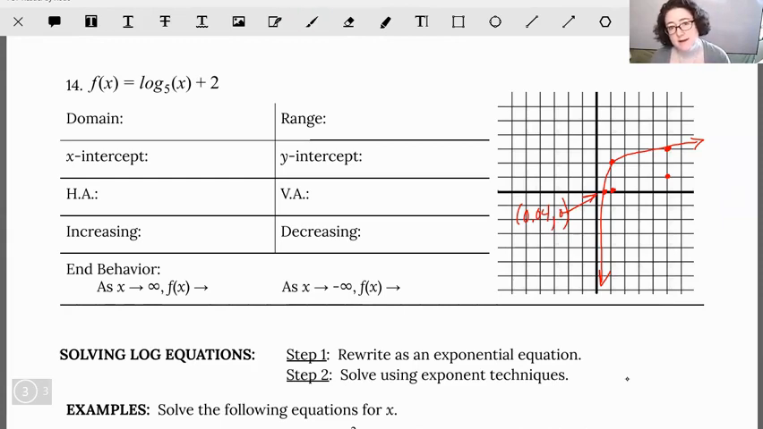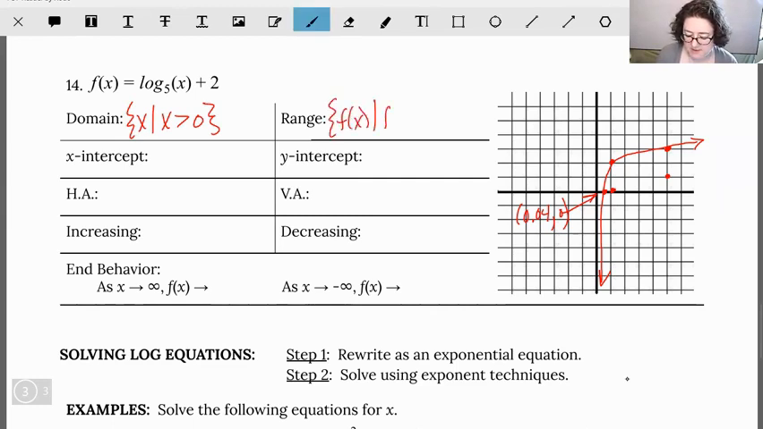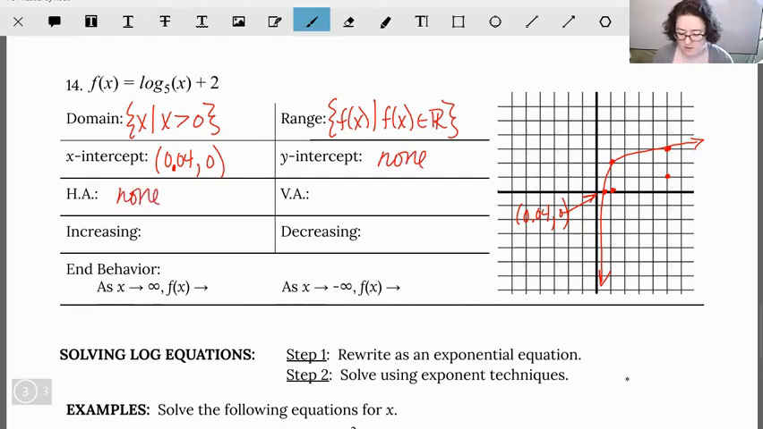So domain, again, doesn't go past the y-axis. So x is greater than 0. All y values are fair game, so f of x is in the set of all reals. The x-intercept we just found was 0.04. Y-intercept, again, never hits the y-axis, so there's no y-intercept. There's also no horizontal asymptote. Your vertical asymptote is still at 0, though.